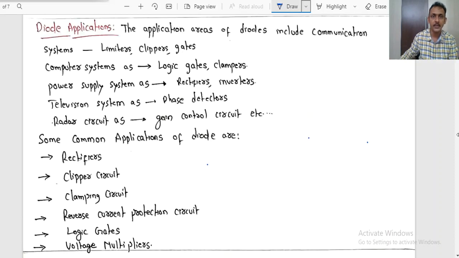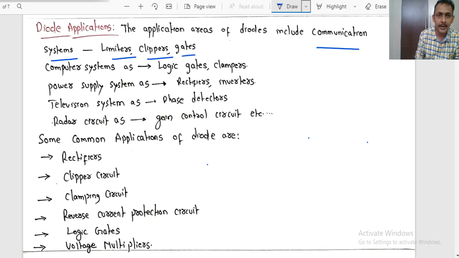Dear students, please observe, coming to the different application areas of the diodes. It includes the communication system, where we have limiters, clippers and gates, and in computer systems as logic gates and clampers, and in power supply systems some applications are in rectifiers and inverters, and in television systems as phase detectors, and in radar circuits as gain control circuits, etc. Like this, in different fields we use these diodes, right?